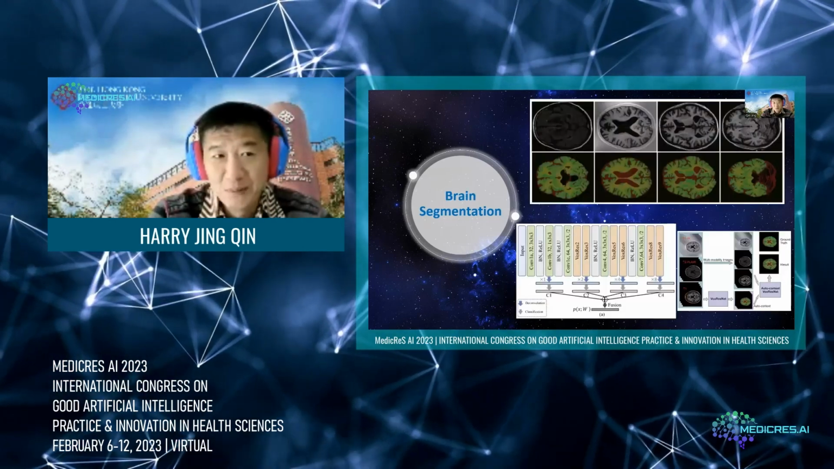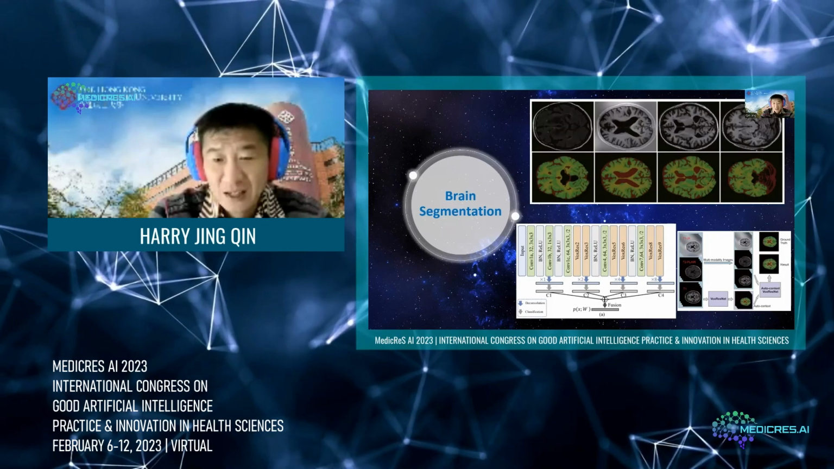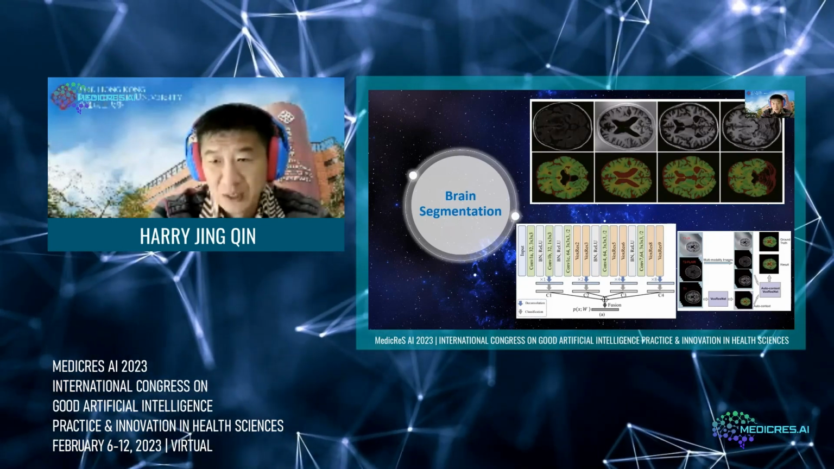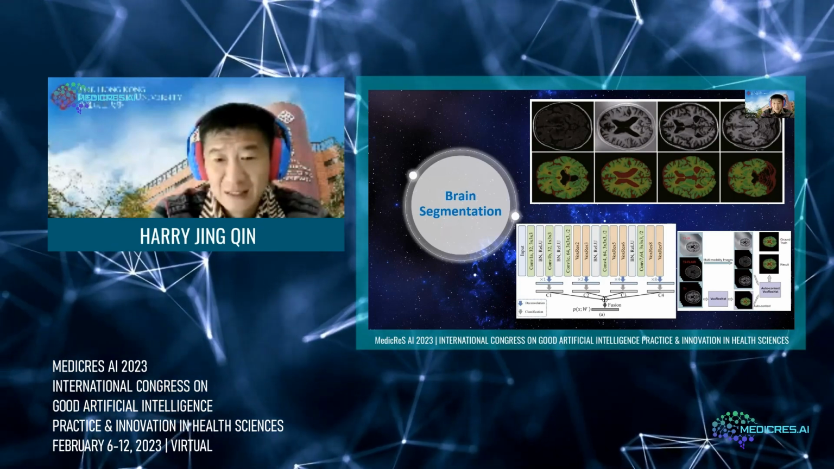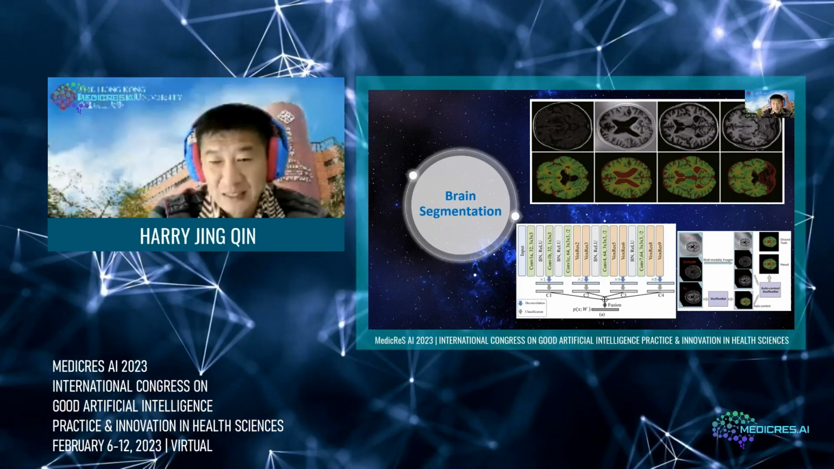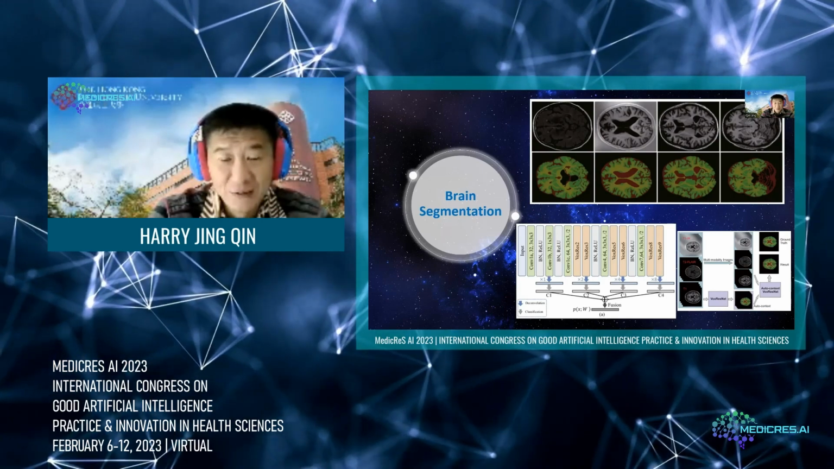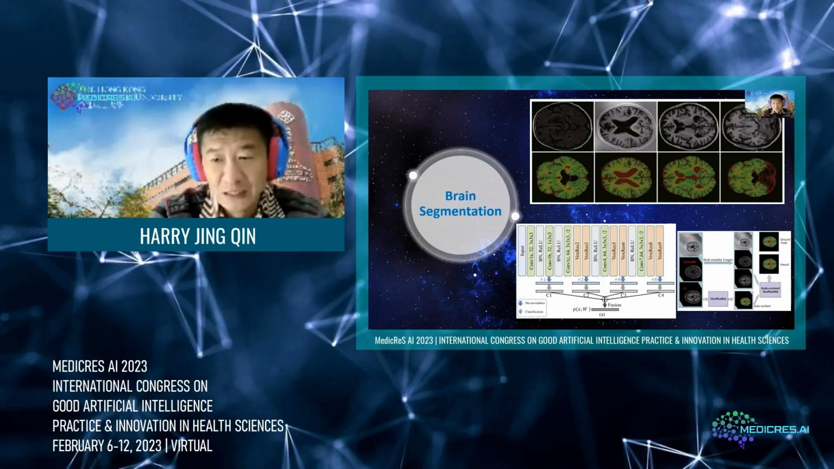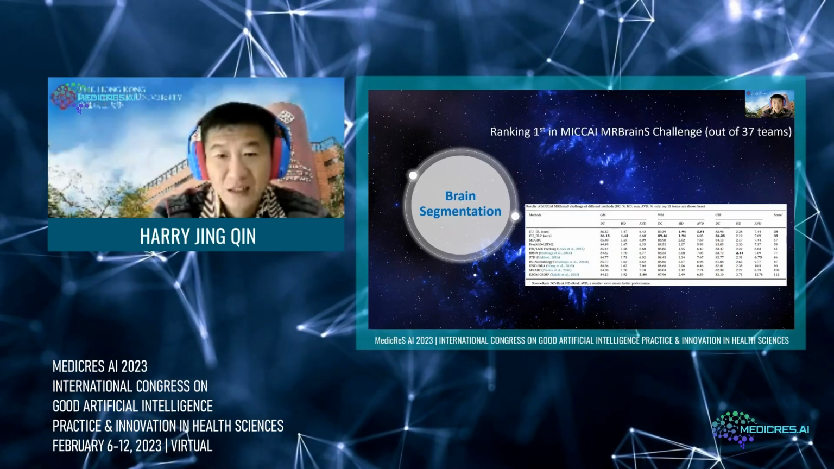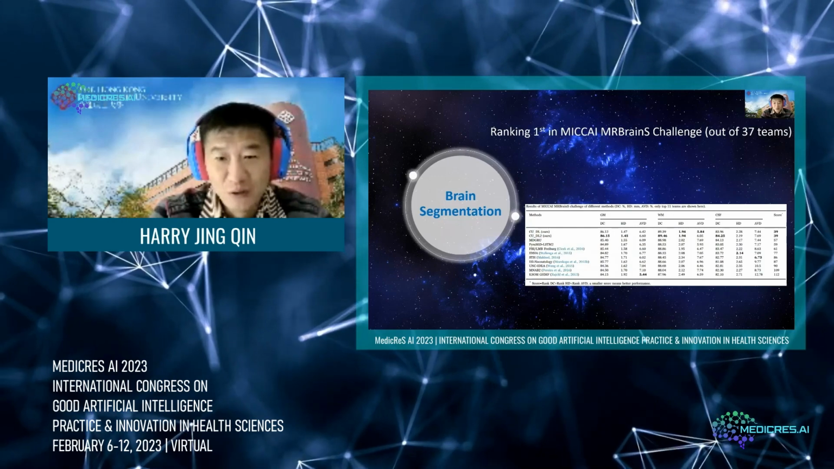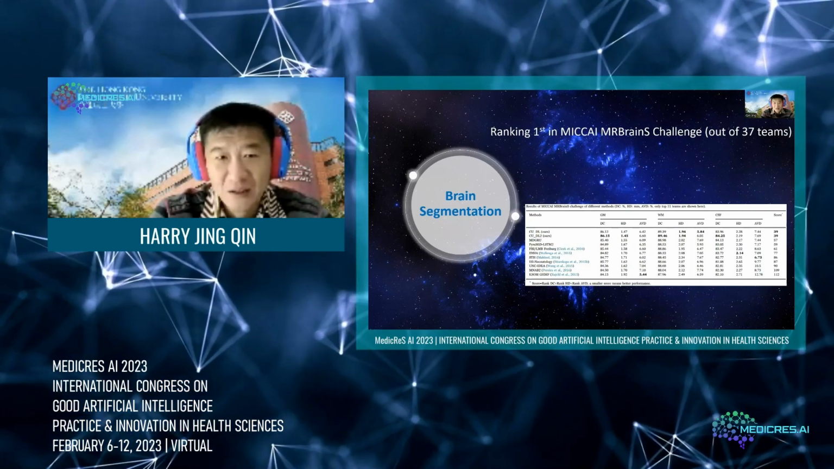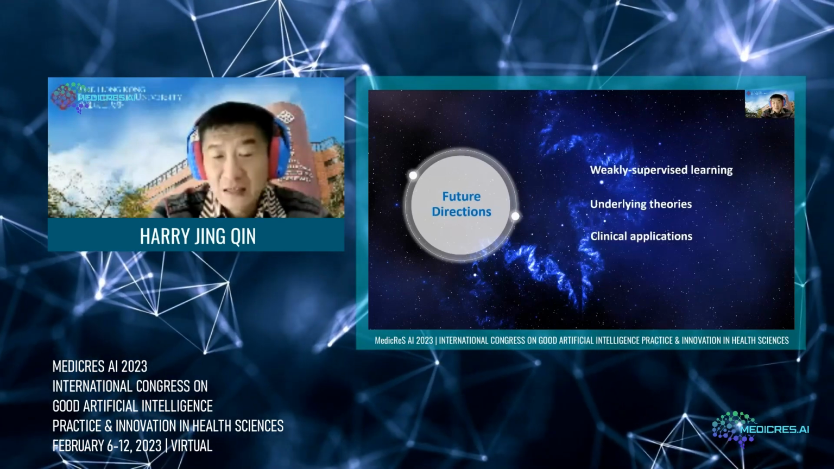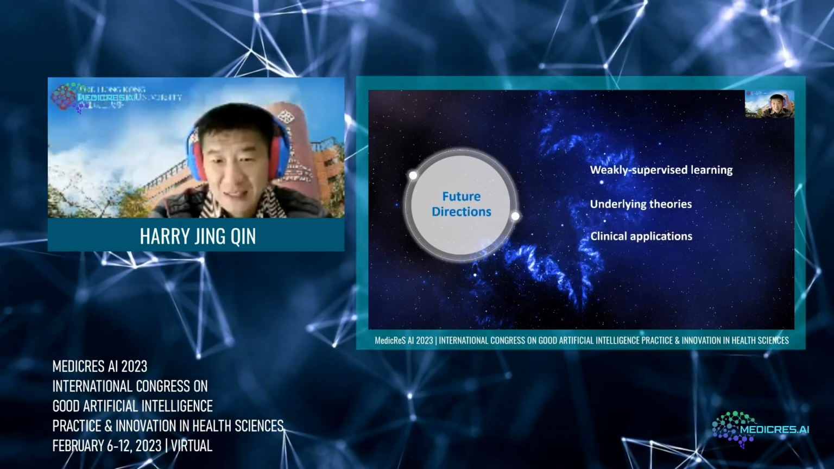The last example is a brain image segmentation. In this work, we developed a multi-task network to segment brain tissues from different imaging modalities. The advantage of this network is that it can take advantage of the complementary information of different modalities to further improve the segmentation performance. Here are the quantitative results. Also, we ranked the first place out of 37 teams in a famous international challenge.